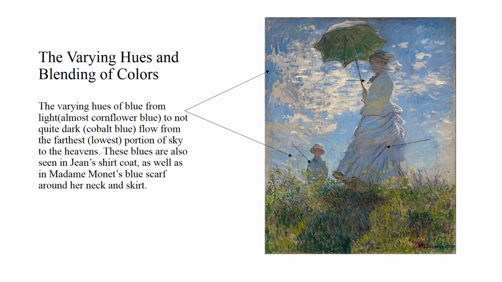The varying hues and blending of colors. The varying hues of blue, from light, almost cornflower blue, to not quite dark, cobalt blue, flow from the farthest, lowest portion of the sky to the heavens. These blues are also seen in Jean's shirt coat, as well as in Madame Monet's blue scarf around her neck and skirt.